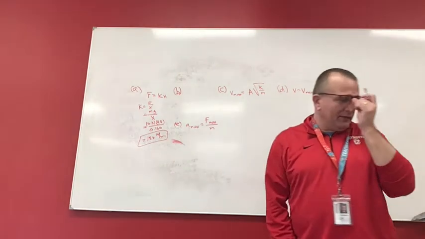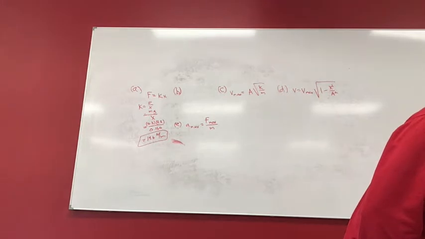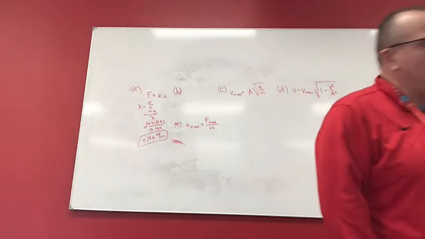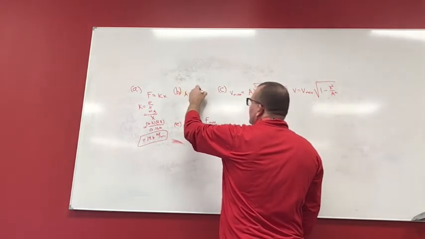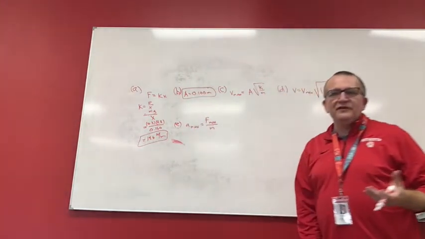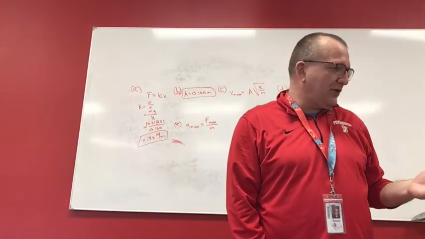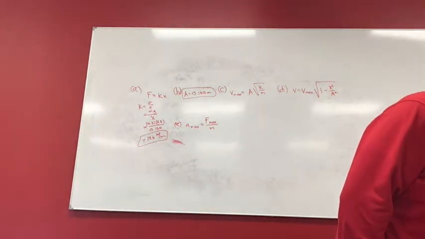So now we go to B, and B says, what's the amplitude of the horizontal oscillation? All right, and so as we look at this, it says it's stretched to 0.1 meter from the equilibrium point. That means our amplitude is how far we stretch it. So there's no math involved. It's essentially just reading the problem. As you read the problem, you should see that the amplitude is going to be 0.1.